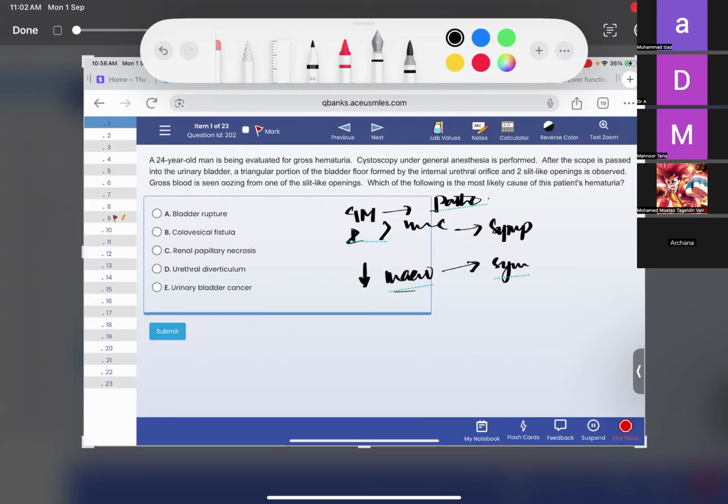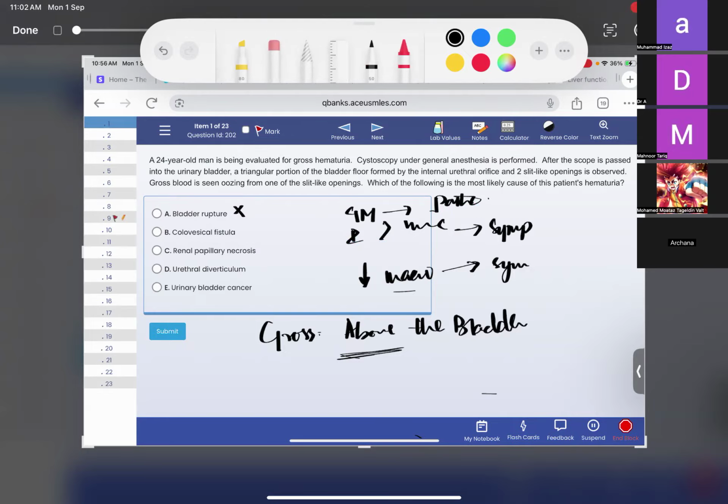Now we have gross hematuria, and the location is above the bladder. That's the stem. Now look into the options. We have bladder rupture, so the blood is coming from above, right? Are you getting this? Yes, sir. Just continue.